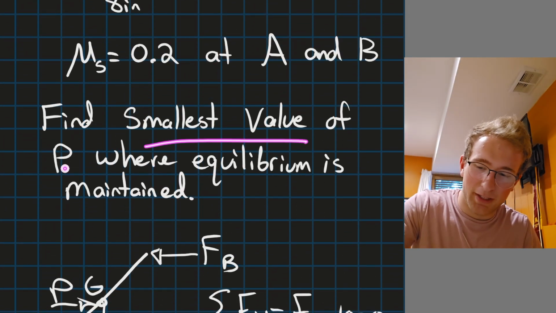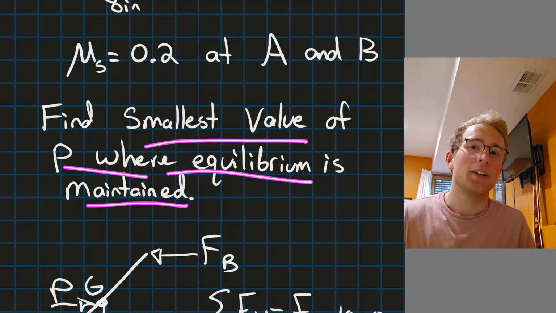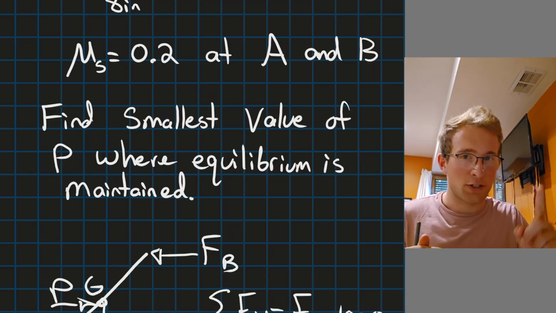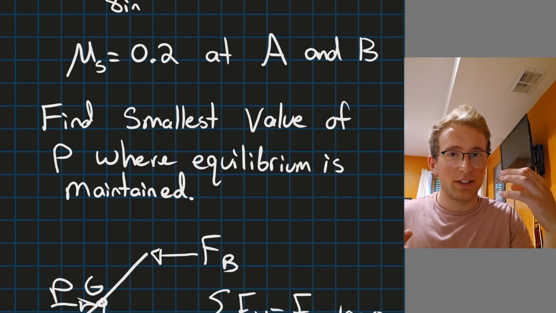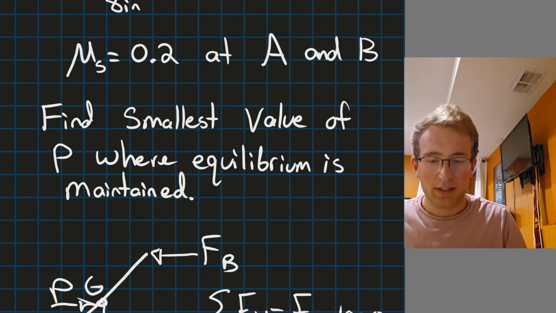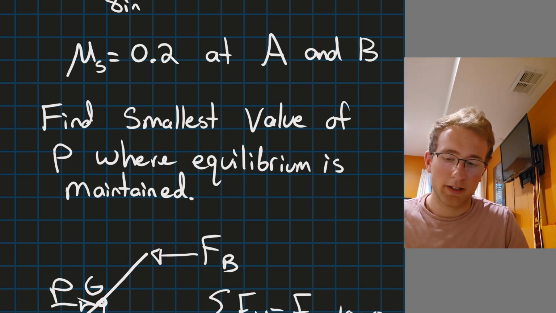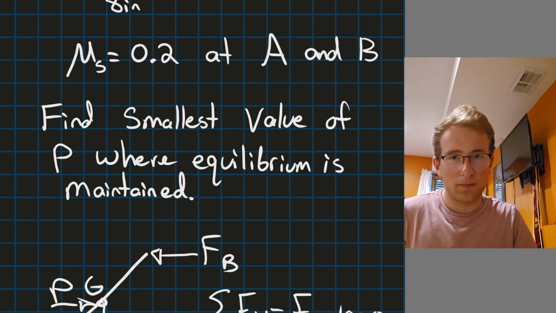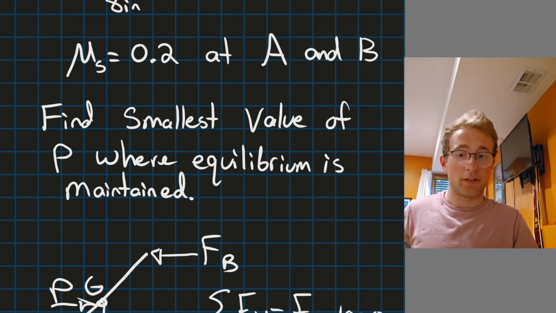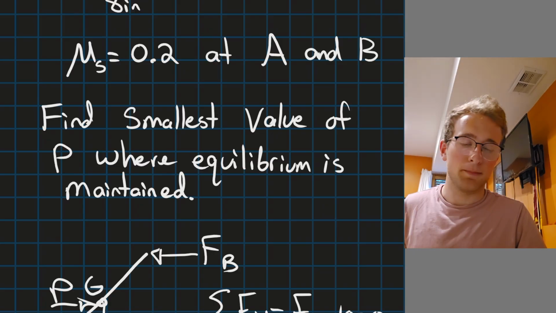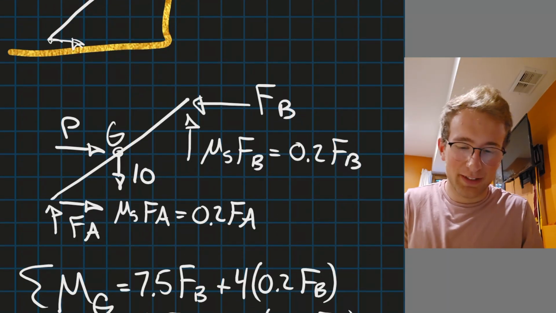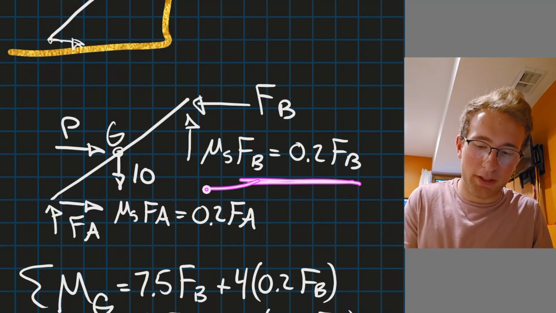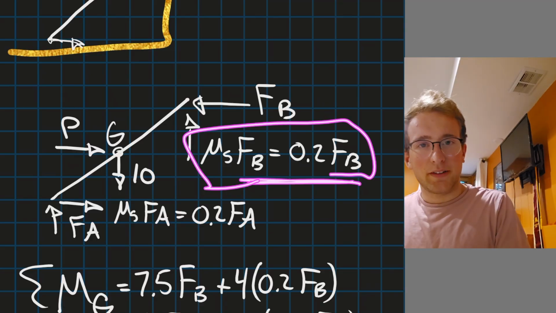Okay, and that's exactly what the problem was asking for: smallest value of P where equilibrium is maintained. You bring P any lower, the frictional forces need to be higher. That can't happen, right? Beyond a certain point. And so it's going to accelerate. It's going to start moving. It's going to not be in equilibrium. Again, that's why we use this expression for the max static friction.